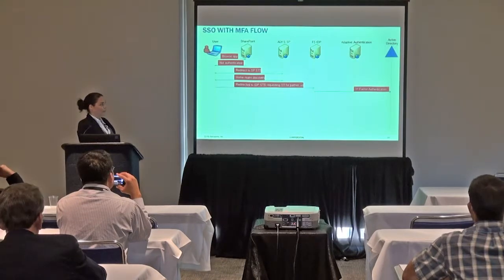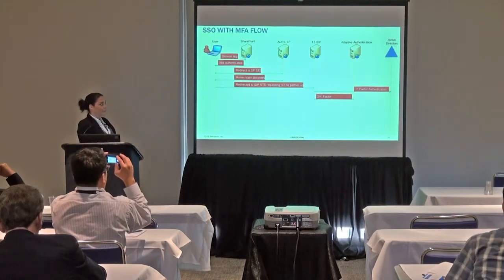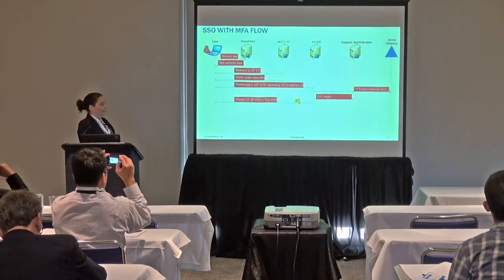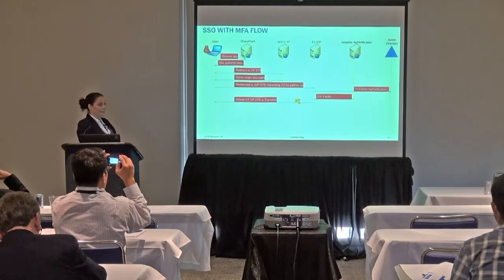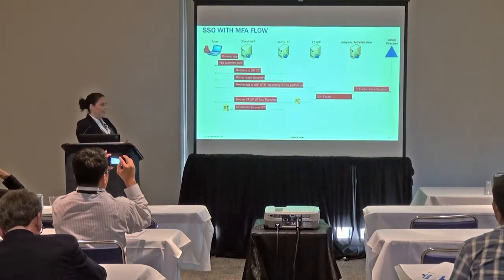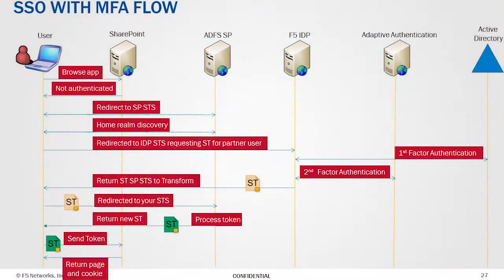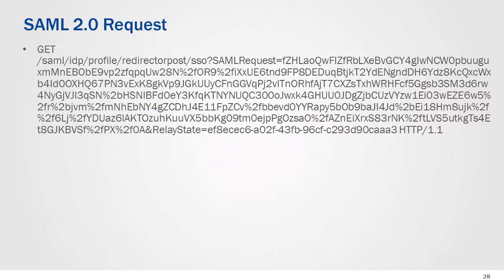So after this request has been redirected to F5, first factor authentication will be completed through F5. Second factor authentication will be completed through F5. And then it will return an SP STS token, which needs to be transformed. So this is the security token. It's going to be handed back in the SAML protocol, SAML 2.0. That will then be redirected to ADFS. ADFS will take that protocol and convert it into SAML Relay or WS-Federation, which is required for the SharePoint application. That token has been processed. It will be returned to the user in the form of a cookie. The user will then submit that token when they are returned to SharePoint, and SharePoint will return the page and cookie to the user.